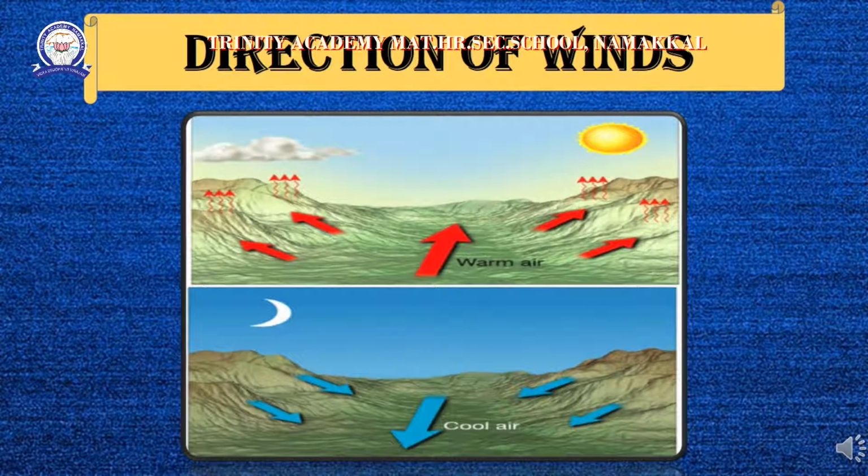Next, direction of winds. Direction of winds can also affect the climate. Winds tend to flow in particular directions in different parts of the world. They may be hot, cool, dry or full of moisture depending on where they come from. Winds blowing from hot regions increase the temperature of a place, while those blowing from cold regions decrease the temperature.